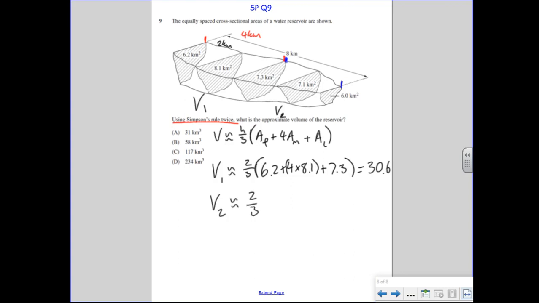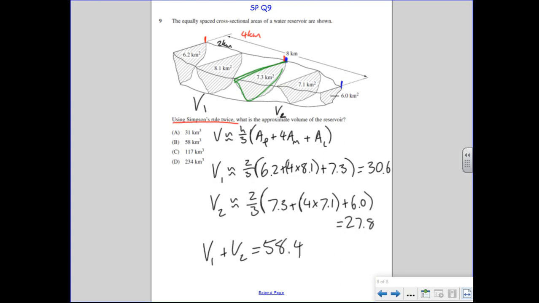And then if we do the same for the other half, V2 is approximately equal to 2 over 3 once again. And now we're starting at the middle, so we have 7.3 plus 4 lots of 7.1, that's the next one, and then lastly 6.0, and that equals 27.8. And therefore, if we add them together, V1 plus V2 equals 58.4, which is closest to B.